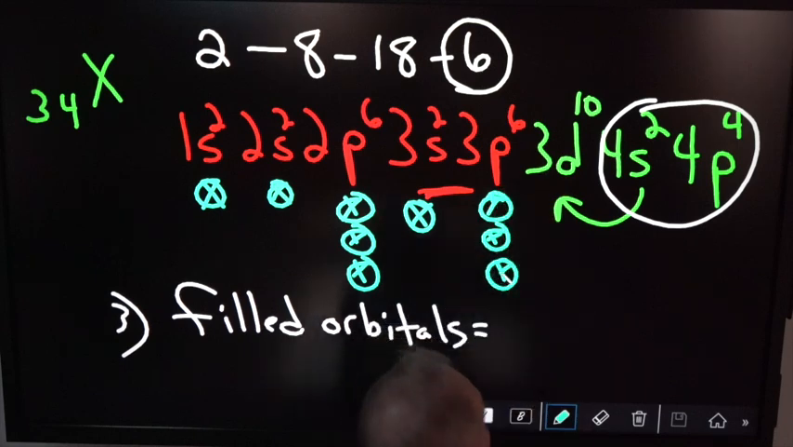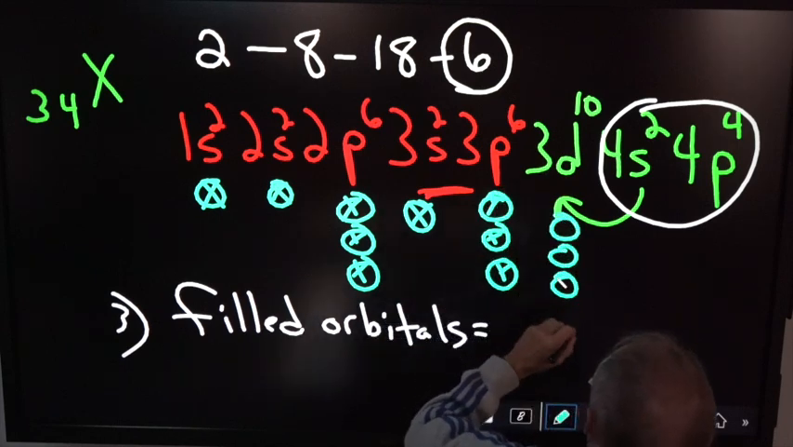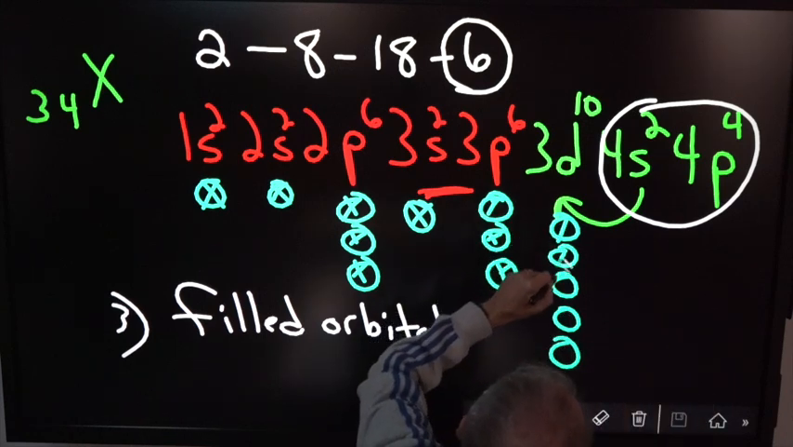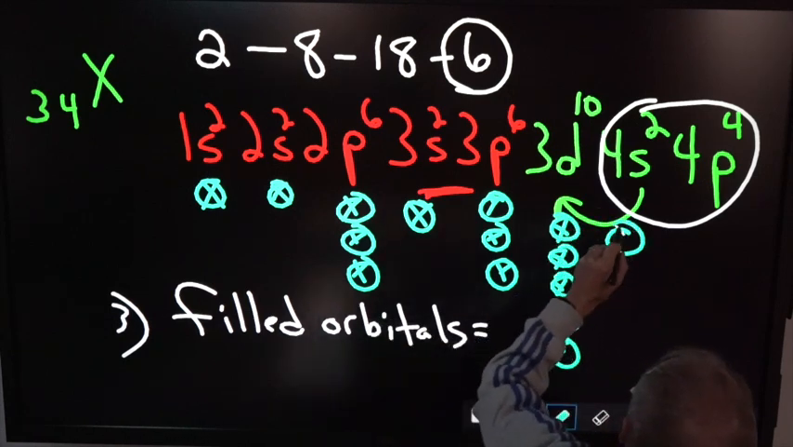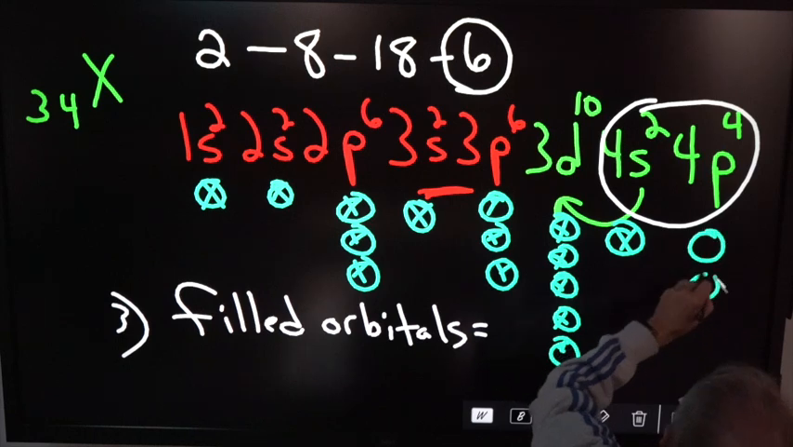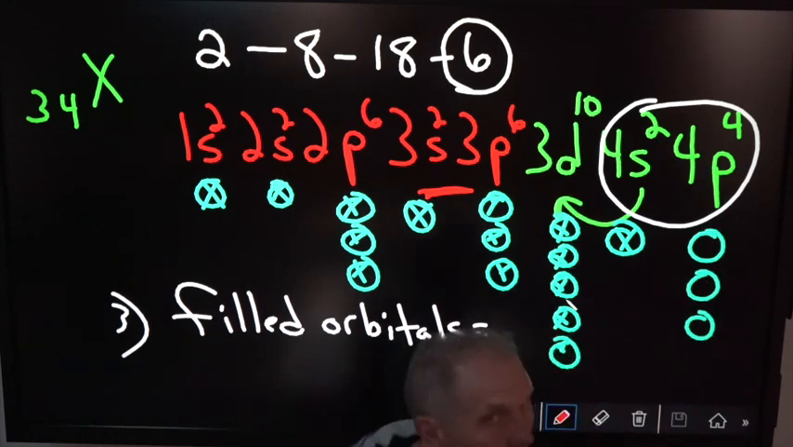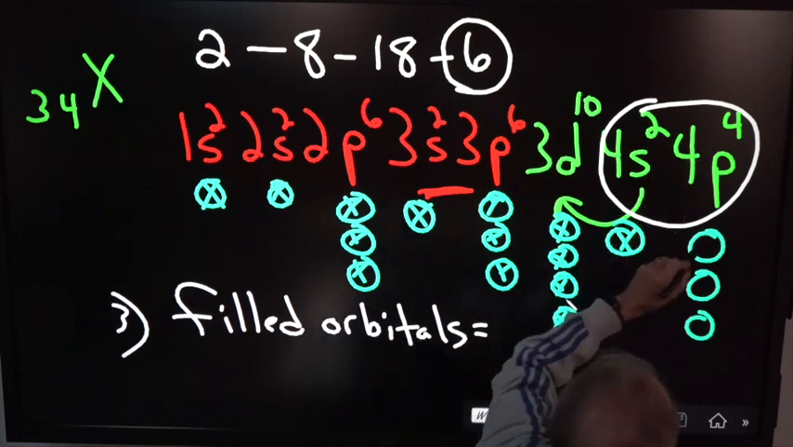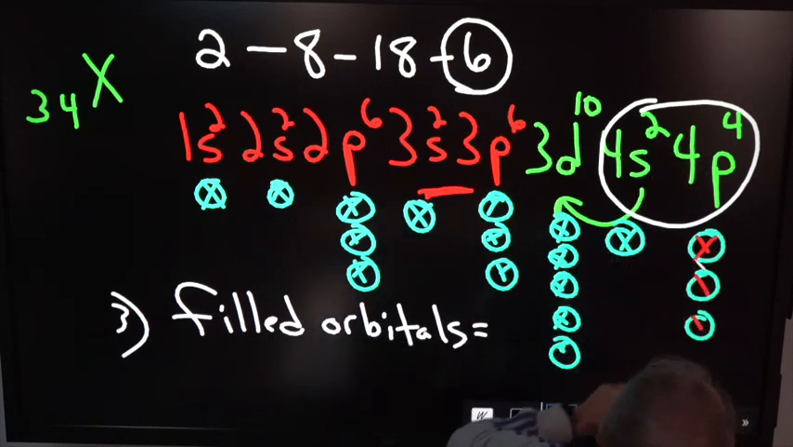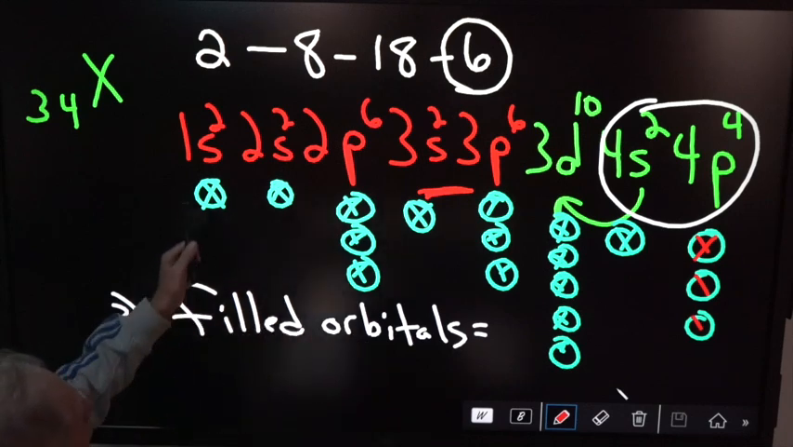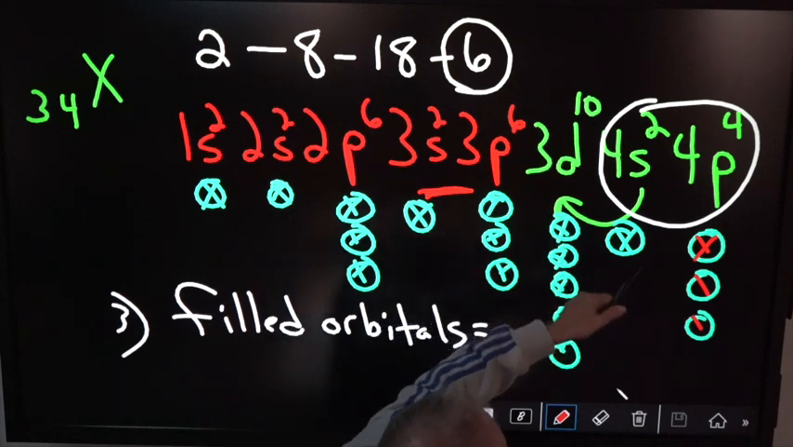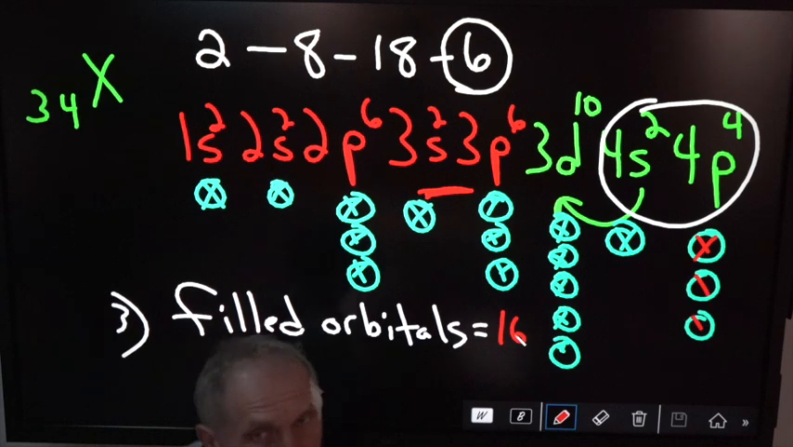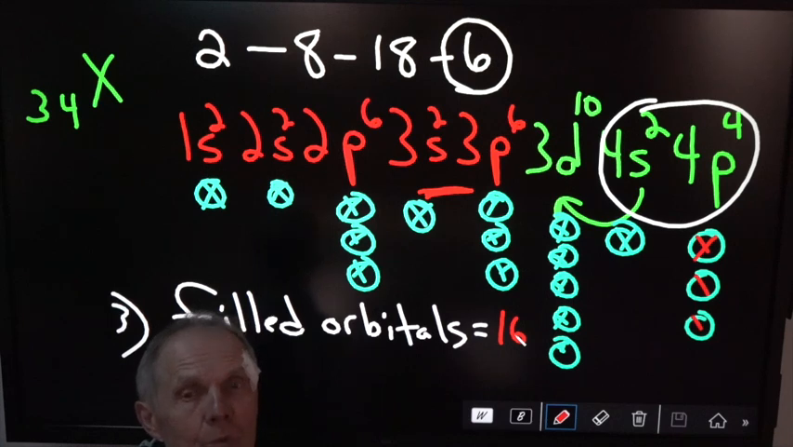D has 5 orbitals. 1 in each before 2 in any. 1, 2, 3, 4, 5, 6, 7, 8, 9, 10. S has 1 orbital. P has 3 orbitals. And do not forget, 1 in each before 2 in any. 4 electrons. 1, 2, 3, and 4. So, how many filled orbitals? 1, 2, 3, 4, 5, 6, 7, 8, 9, 10, 11, 12, 13, 14, 15, 16 filled orbitals. And 2 half-filled orbitals. All right? We'll do more, but that's it for now.